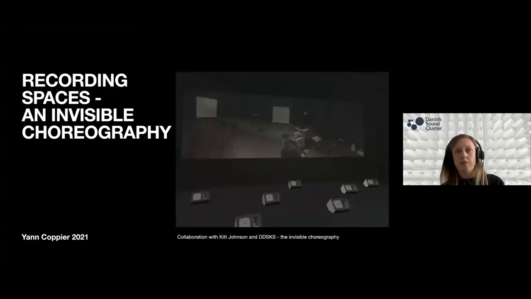In the next example, I went further and I called that recording spaces. So I was actually thinking about it. What if I actually wanted to record the space, right? I was working with Kit Johnson, the choreographer. We had a workshop, just the two of us, and I was very fascinated by her use of space, how she can load a space with energy, and I wanted to capture that, and I couldn't. I tried different things, and all my attempts were totally ridiculous.